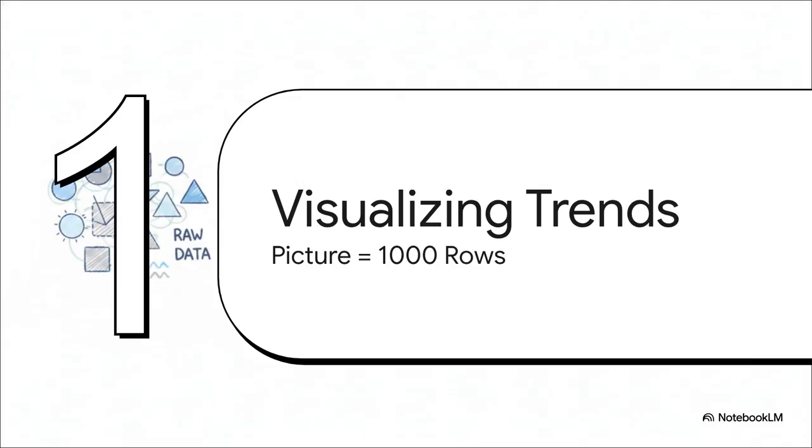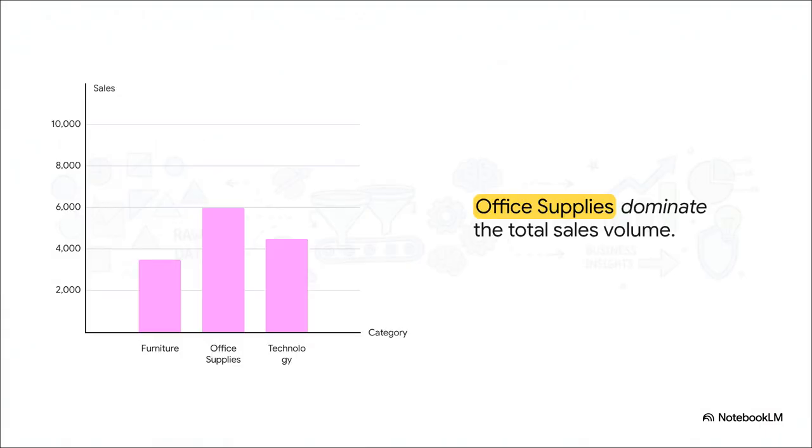Next up, level 3, visualizing trends. A picture is worth 1,000 rows. You know, numbers on a grid are great, but if you want to persuade a manager or make a real impact, we need visual stories. Take a category sales bar chart. It makes it immediately obvious which product categories are driving the most revenue for the Superstore.